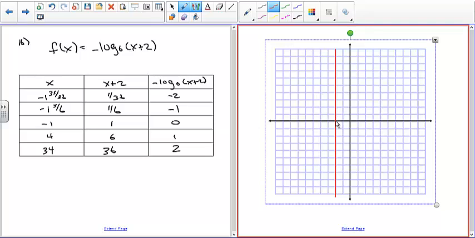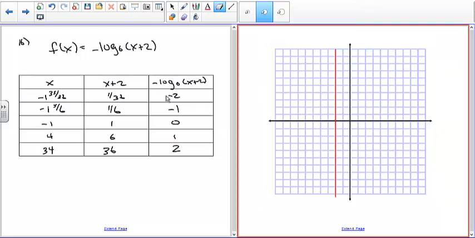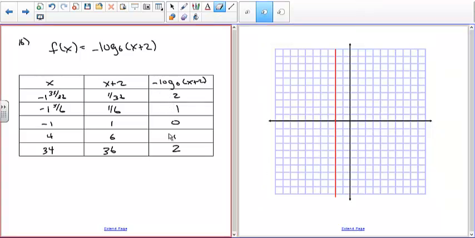Is that right? Yeah, actually these should be opposite in sign, because I'm taking log to the base 6 of this, which is negative 2, and then I take the negative, so it's going to be plus. So these will be plus 2, this will be plus 1, this will be minus 1, minus 2. Okay, now we can plot them.